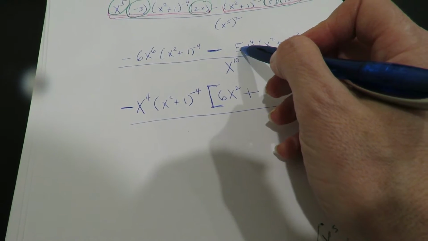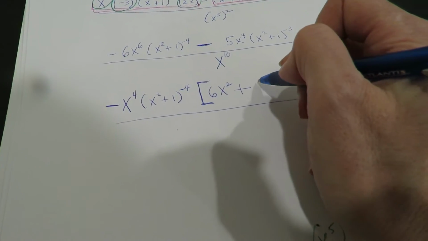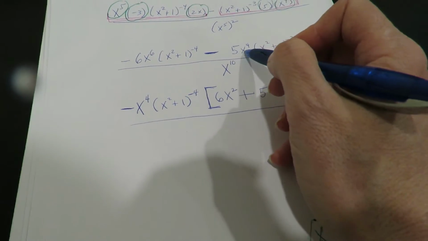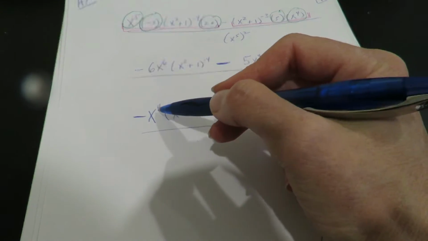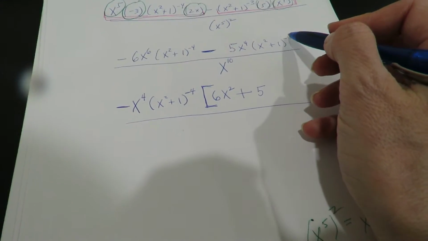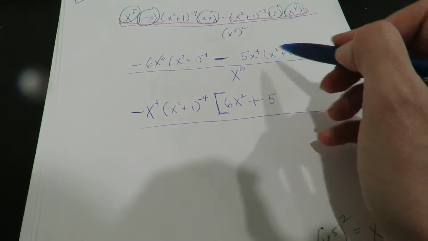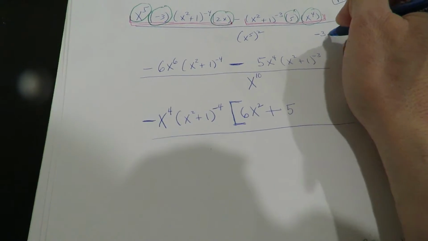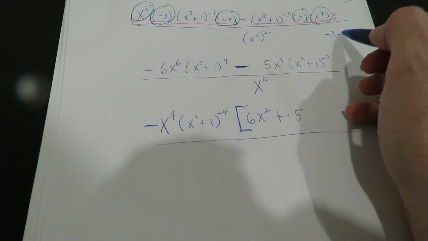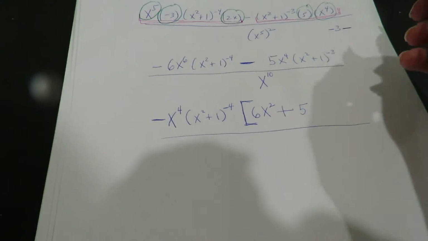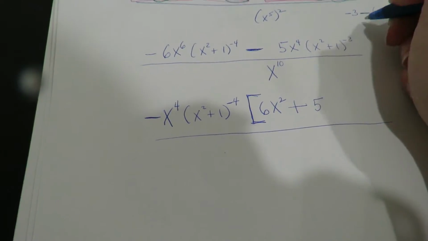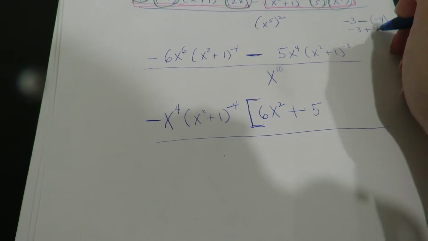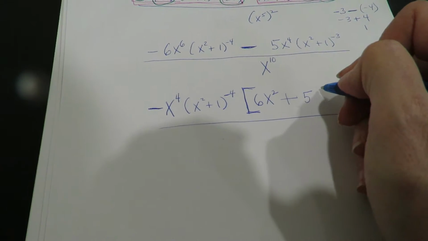All right, so the 5 is stuck under. We pulled out 4 x's. Now this, remember, what you start with is the bank. This is the withdrawal. So you're starting with -3. You're taking away -4. So it's -3 plus 4 because it's a double negative, which makes a 1.